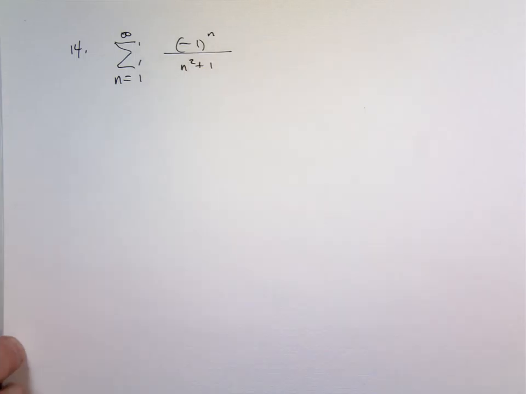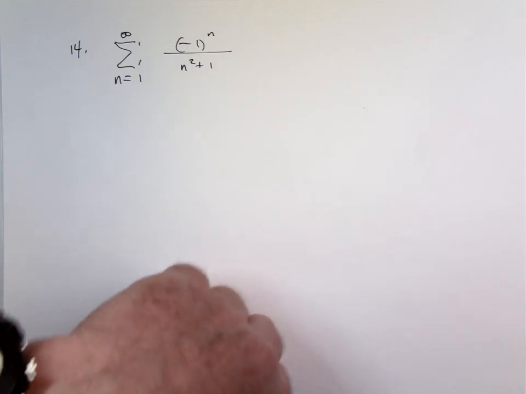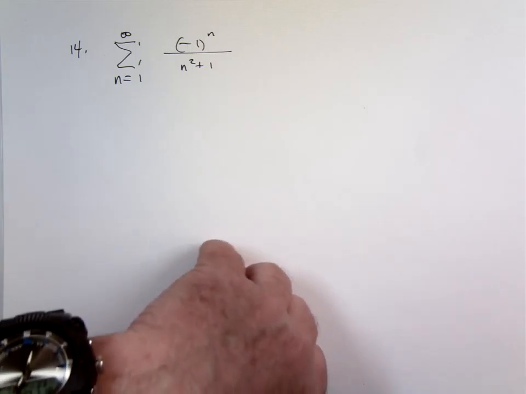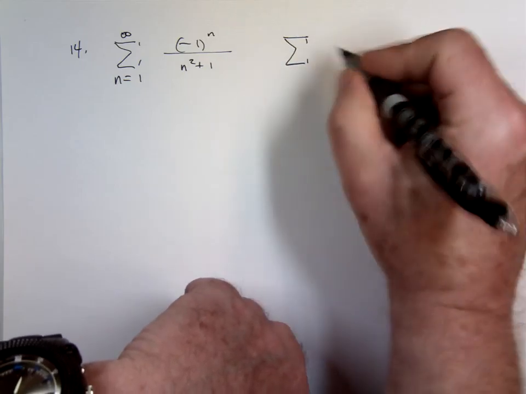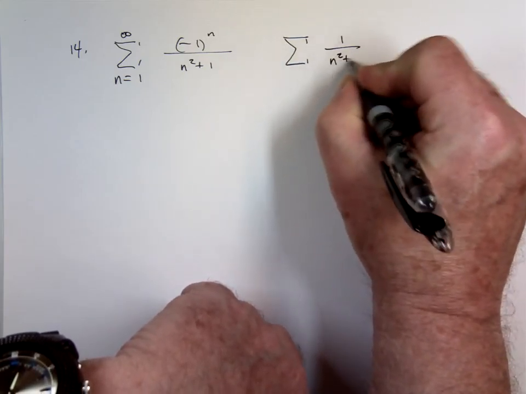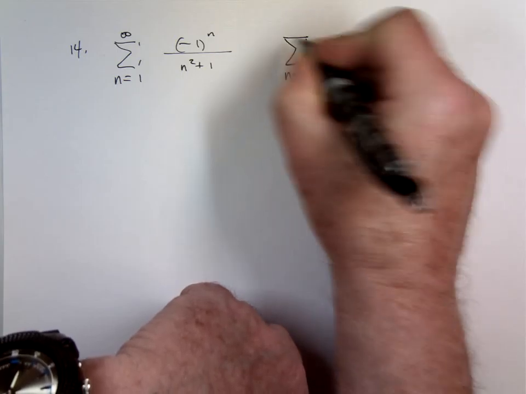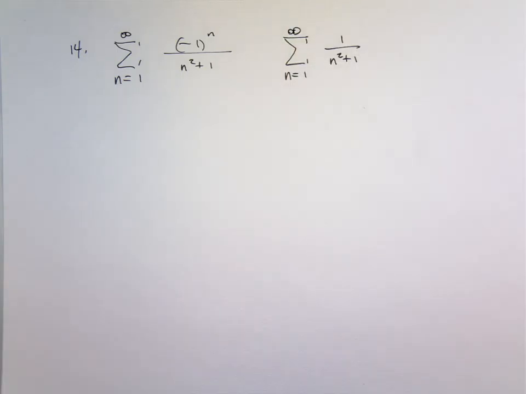In my opinion, the way to go is this. Let's look at the positive series first. Let's see what happens with the positive series. In other words, ignore the negative one. Let's look at this positive series. What can you tell me about that positive series?